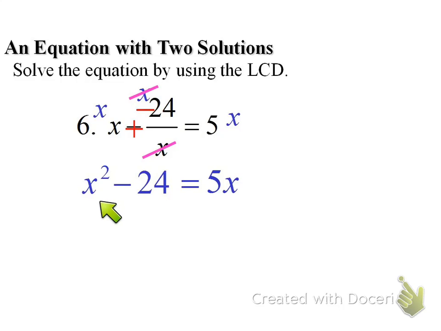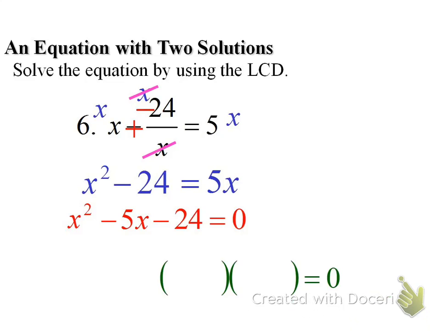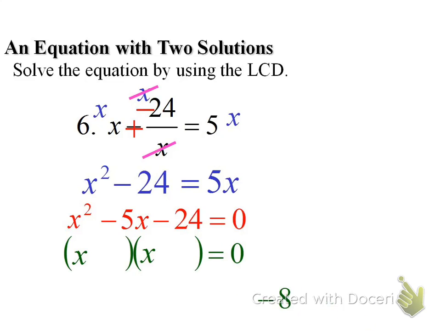Again, this x squared is the indicator that we need to get everything equal to 0 and factor. So I'm going to subtract 5x from each side. And now it's just an MA. Multiplies to negative 24, adds to negative 5. Negative 8, positive 3. Good. So I'm going to have x minus 8, x plus 3. All right, two solutions are 8 and negative 3. Very good.